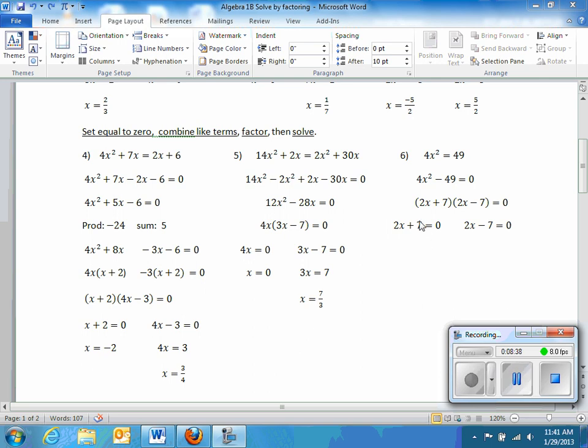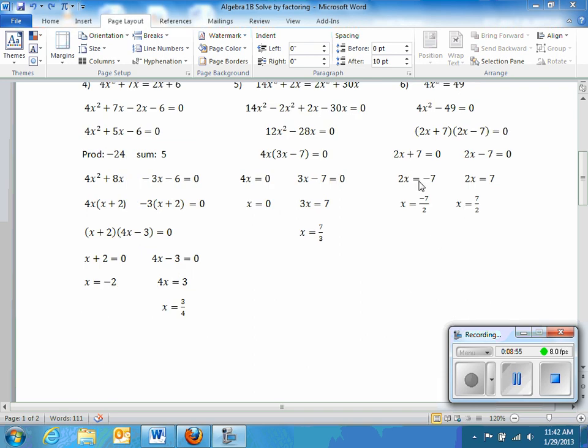Here you'll have to move 7 over, it'll be negative 7. Here you'll move negative 7 over, it'll be positive 7. Now you have to divide each equation by 2. So here you'll get x equals negative 7/2. Here you have to divide both sides by 2. And you'll get x equals positive 7/2. So our two solutions are x equals negative 7/2 and x equals positive 7/2.